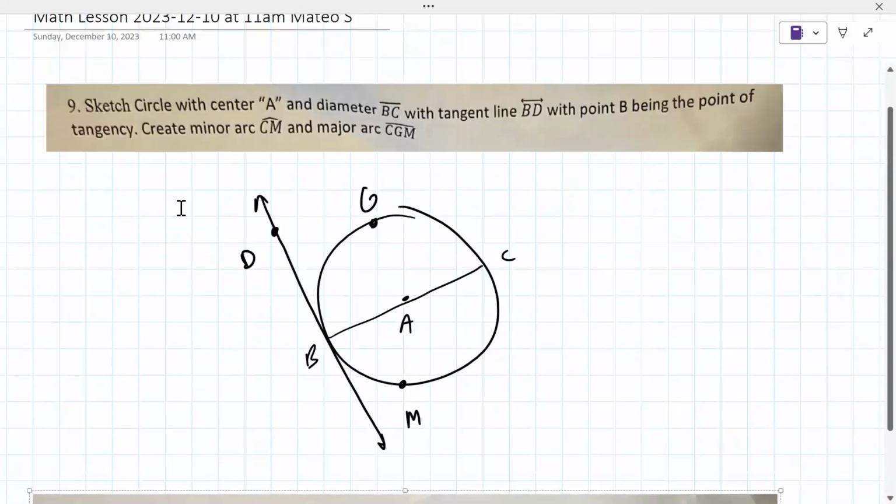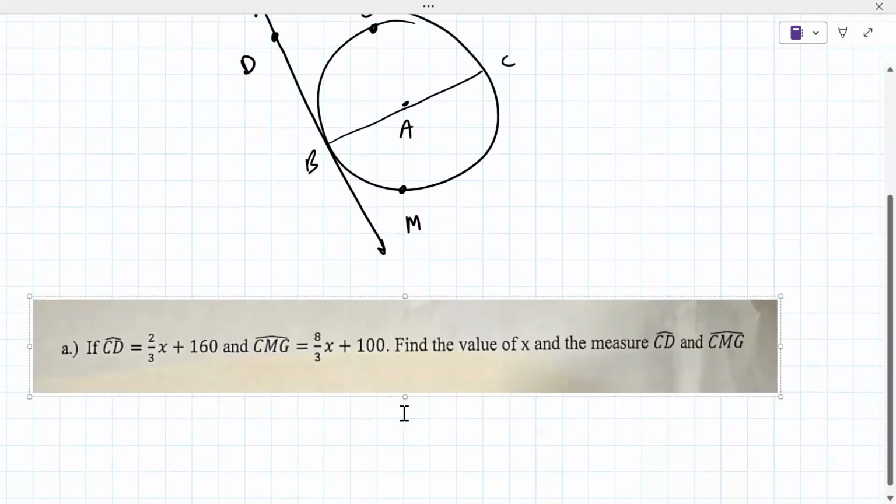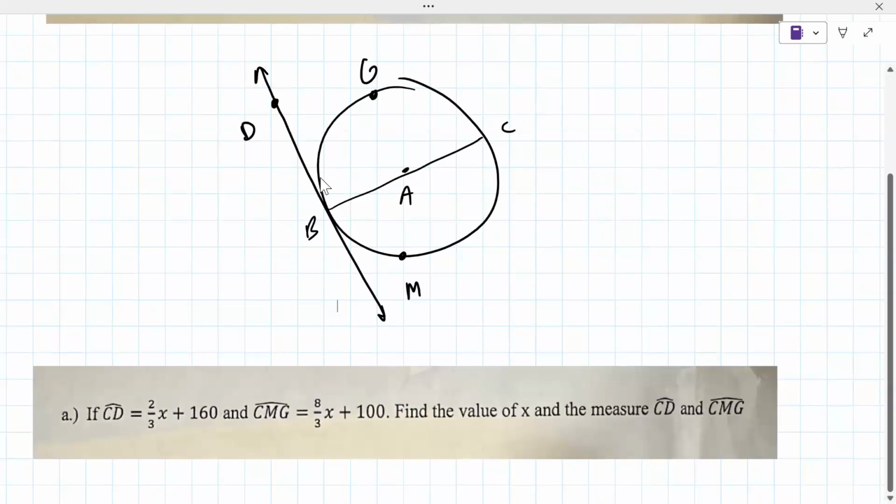Let me look at this one more time. Center A, diameter BC, tangent line BD, point B being the tangent, minor arc CM, major arc CGM. Okay. Yeah, so this is a problem. It's going to be an issue. On something like this we would need a picture. This is not the right one, meaning they probably had something else in mind. And it's not like you can switch that D and B, right?